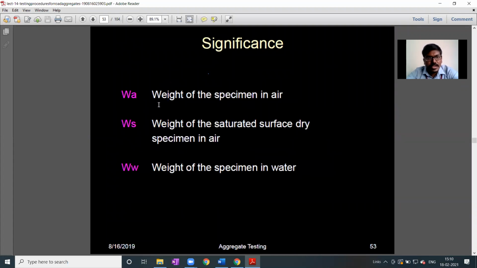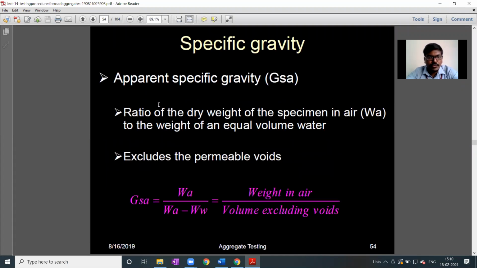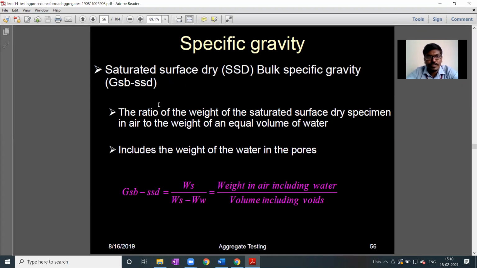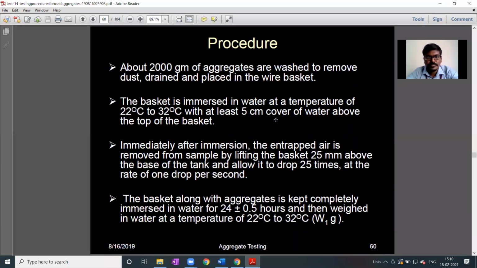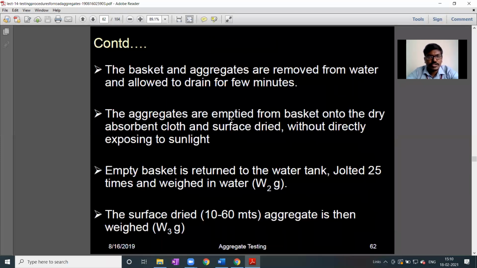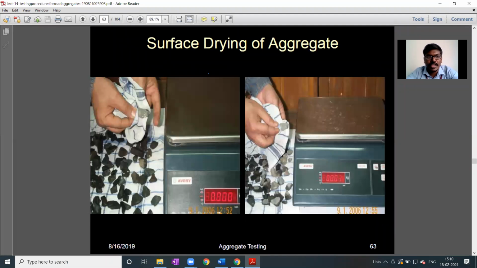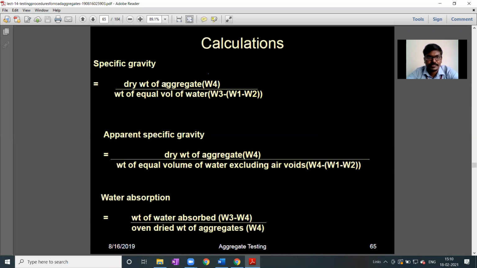I'll try to explain this, because I've just explained to you with the help of the equations. Here you can see this is the wire basket. This is how we take the weight, balance weight, basket with aggregates. But here it is a completely different setup, where we are using a hanger weight, which I have already shown you. Surface drying means this is how we do surface drying. Take any cloth and do the surface drying with the help of that cloth. We say these are saturated surface dry aggregates.